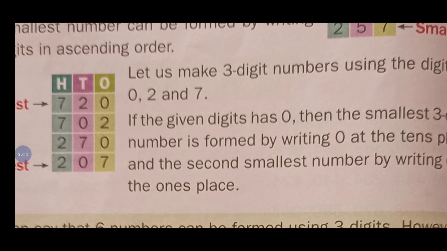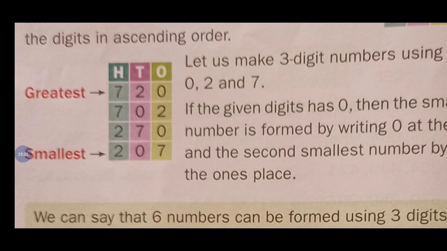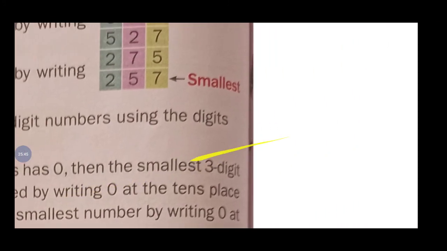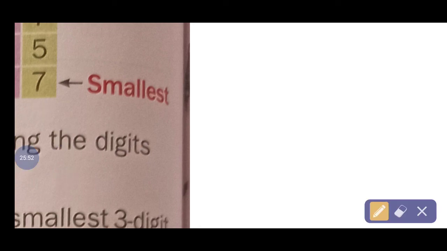Now, 3-digit numbers using the digits 0 to 7. They give an example. You see here, 0 to 7. You can consider this for greatest and smallest. How to write? First you see 7 to 0, bigger to smaller. Right. 720. Then 702, where these two are changing. And third, 270. Okay? And next one, 207. Don't get confused in this, because it is 720, right? Hundreds position, tens position, ones position.